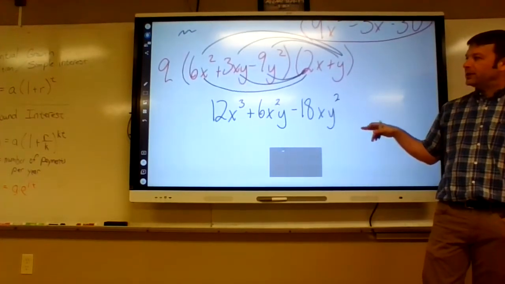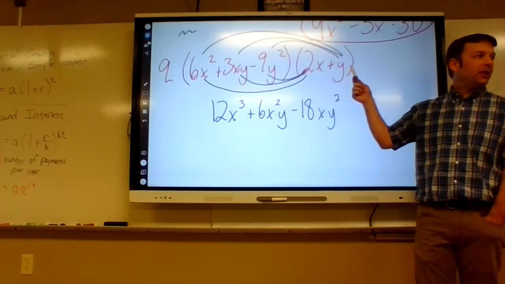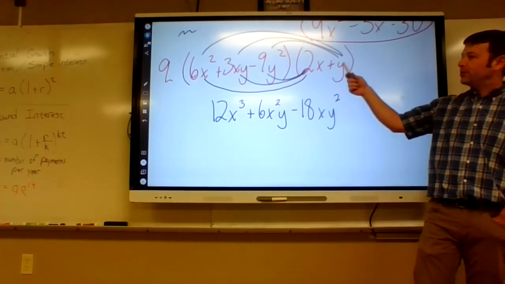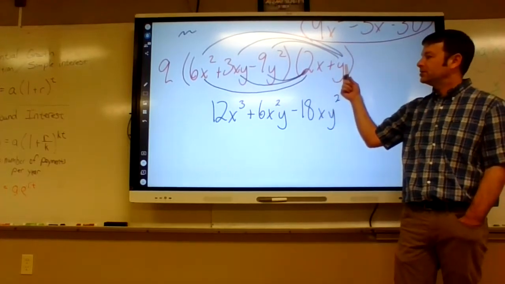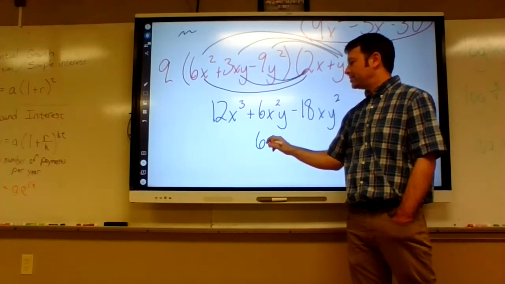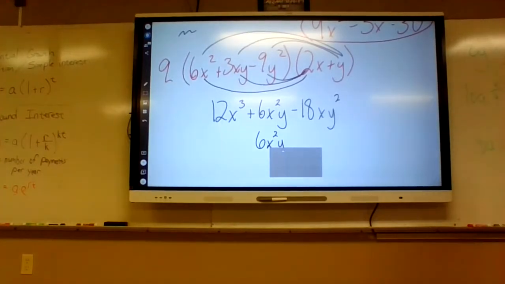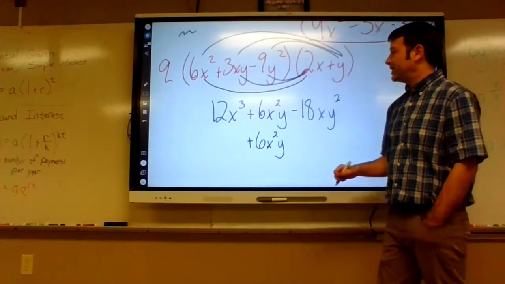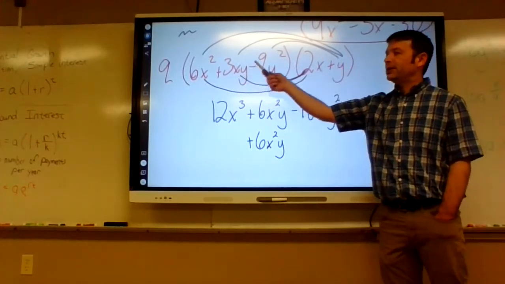Okay, now when I do my y, I could keep writing it out to the right here, but I'm going to do something a little different. When I multiply 6x squared times y, what do I get there? 6x squared y. I'm going to put it right there. Why do you think I did that? Because we're going to have to add like terms, so I'm stacking my like terms. Okay, and then what's 3xy times y?